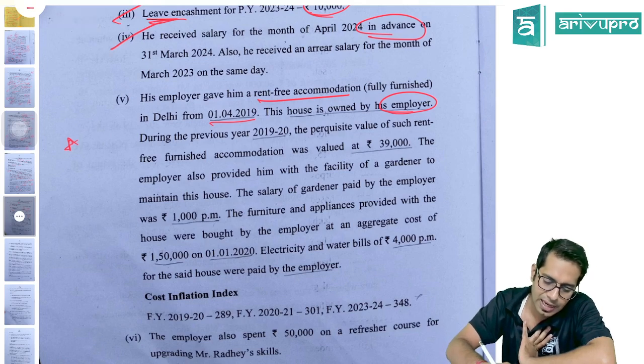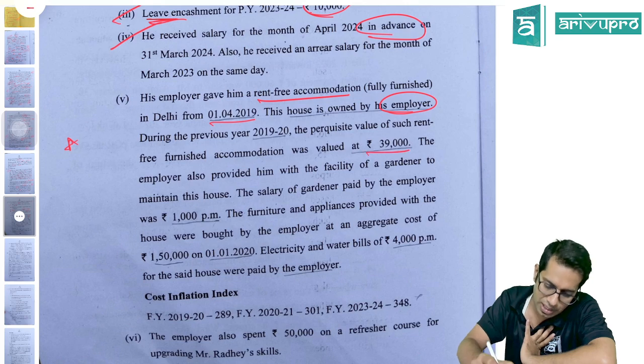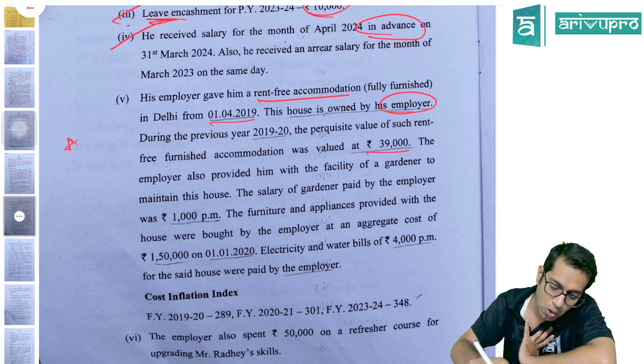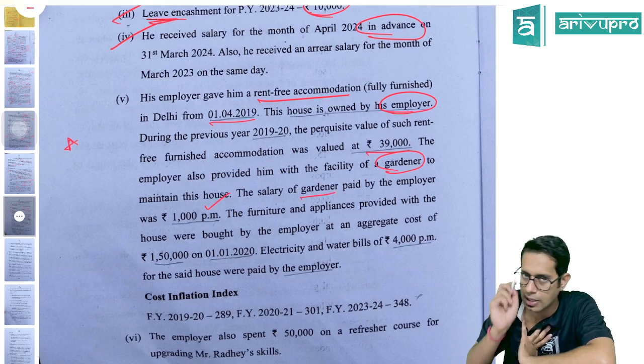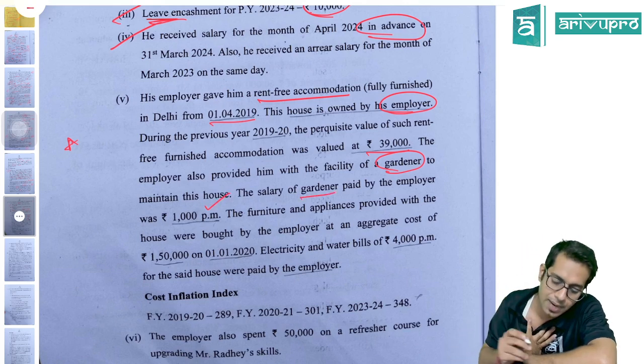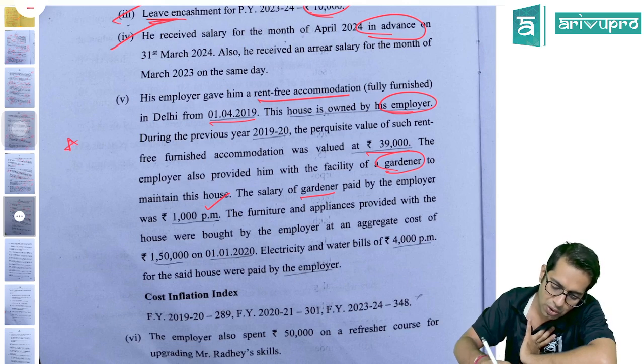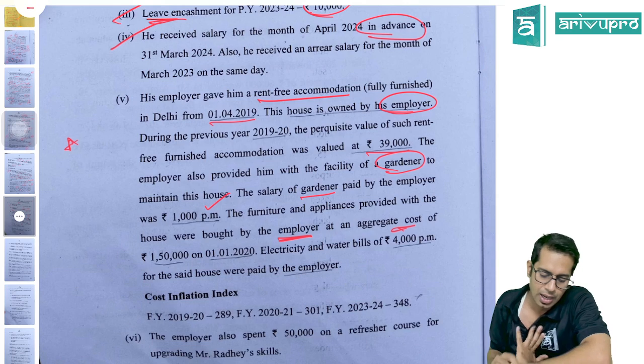During the previous year, the perquisite of such rent-free accommodation was valued at 39,000. The employer also provided him with a gardener to maintain this house. The salary paid to the gardener, because it is paid by the employer, will be added. Furniture and other appliances were also given by the employer, bought at a cost of 1,50,000.